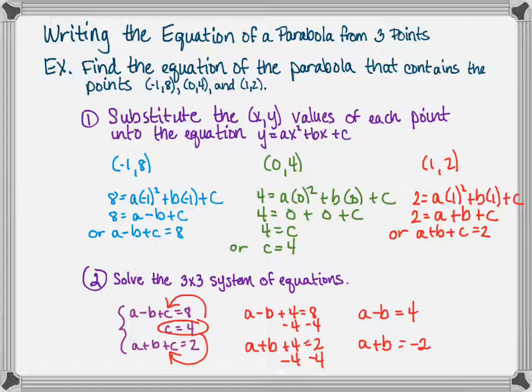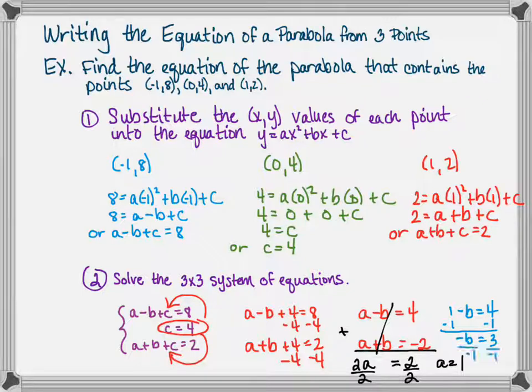So we could solve this using elimination. I could add these 2 equations together. I have 2a, my b's are eliminated, 4 plus -2 is 2. So 2a equals 2. Let's solve for a by dividing both sides by 2, and a is 1. I can get b by substituting into one of these equations. If I substitute 1 in for a, the first equation becomes 1 minus b equals 4. Subtracting 1, I get -b equals 3. Dividing both sides by -1, b is -3. So now I know a is 1, b is -3, c is 4.